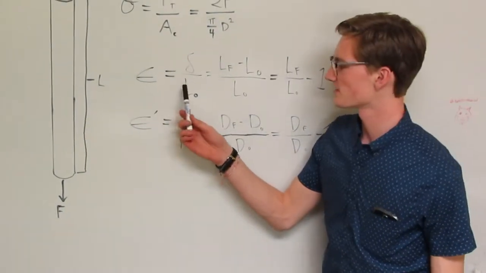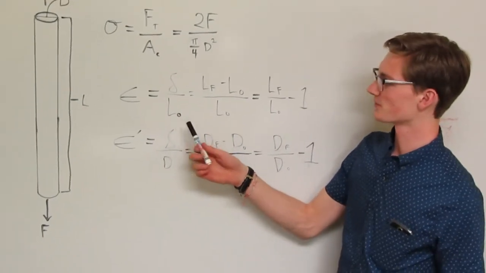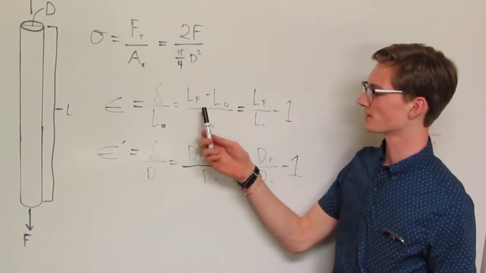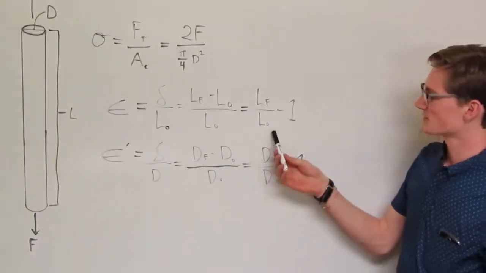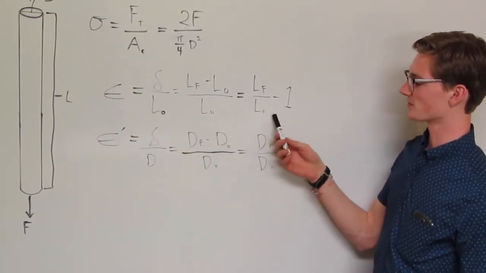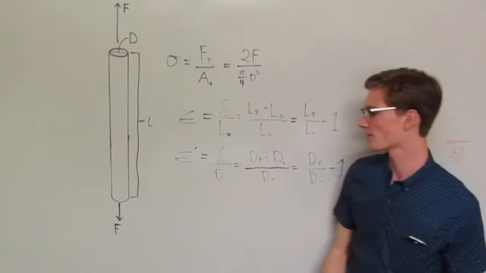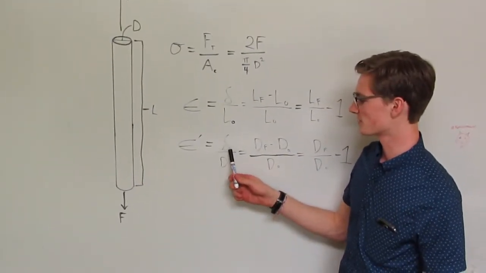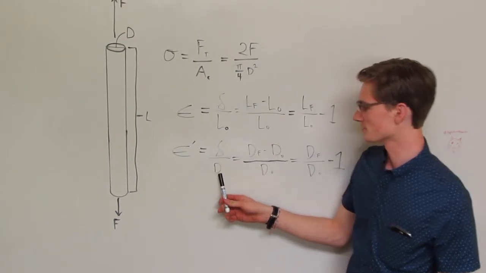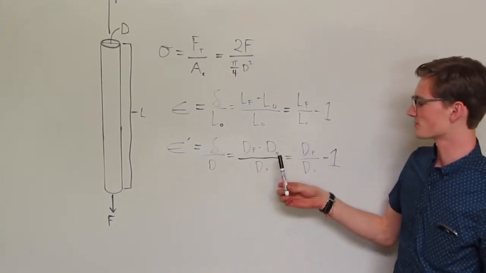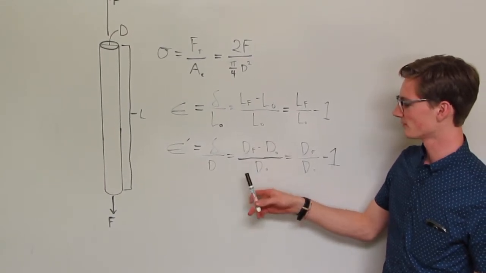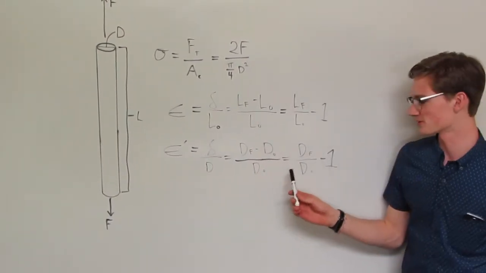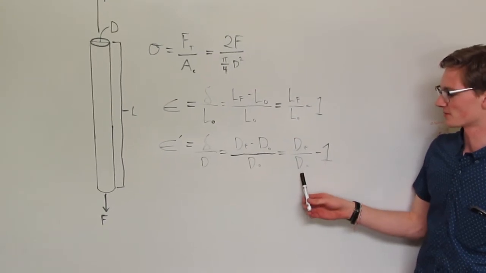Axial strain is given by displacement divided by length initial. Displacement is found by subtracting length initial from length final, and dividing it by length initial simplifies to length final over length initial minus 1. Our lateral strain is found by displacement over diameter initial. Displacement is found by subtracting diameter initial from diameter final. This divided by diameter initial simplifies to diameter final over diameter initial minus 1.